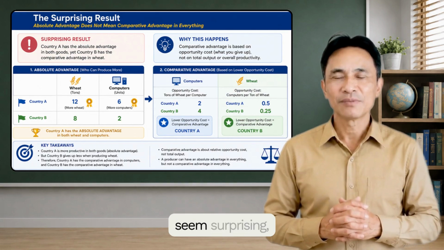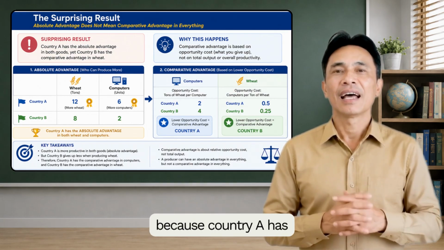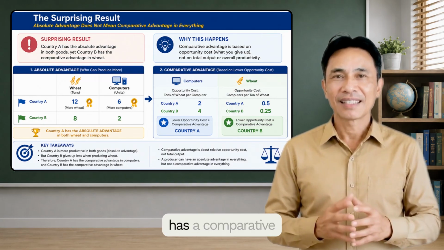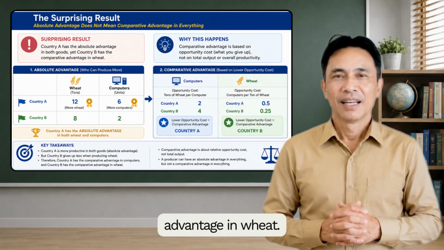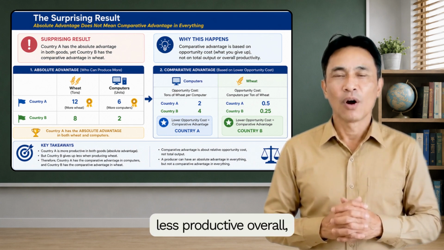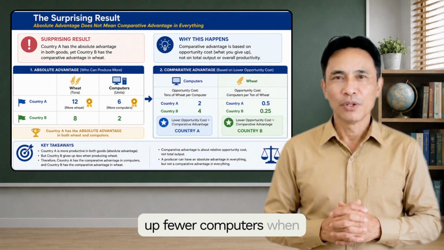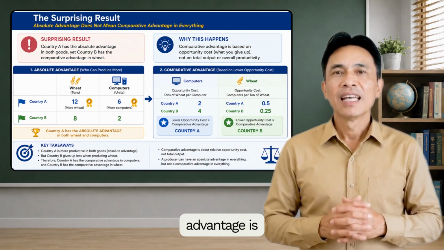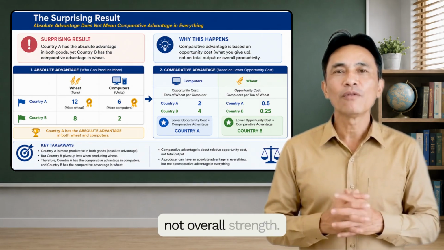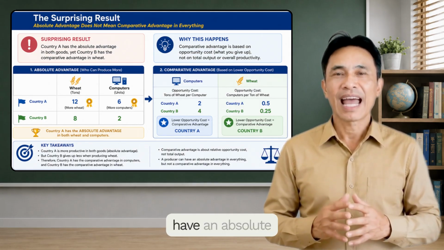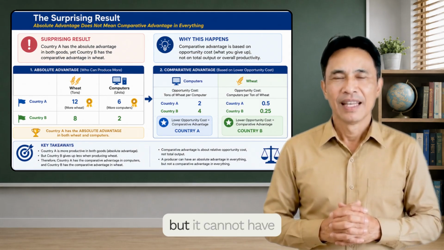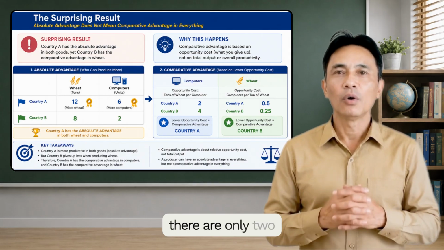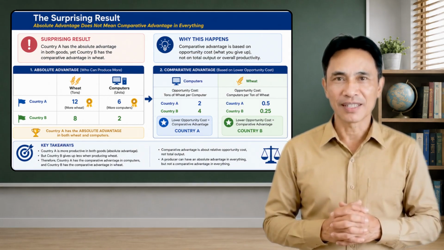This result may seem surprising because country A has the absolute advantage in both goods, yet country B still has a comparative advantage in wheat. Country B is less productive overall, but it gives up fewer computers when it produces wheat. This shows why comparative advantage is based on relative cost, not overall strength. A producer can have an absolute advantage in everything, but it cannot have a comparative advantage in everything when there are only 2 producers and 2 goods.